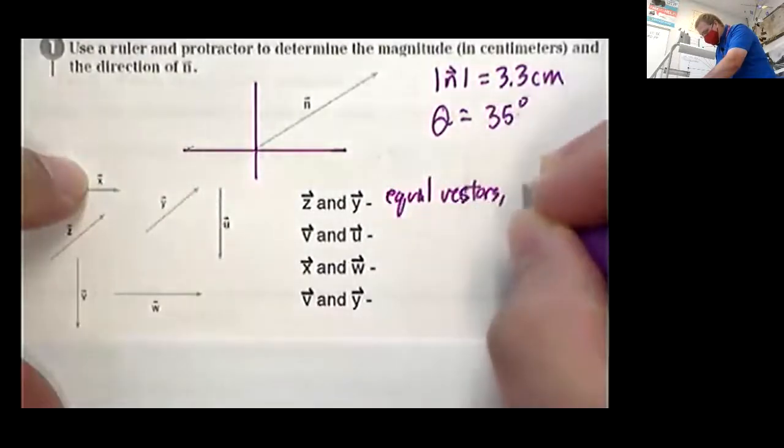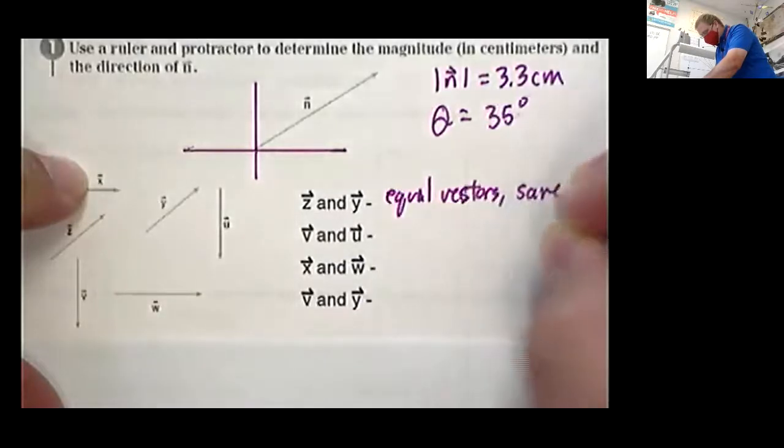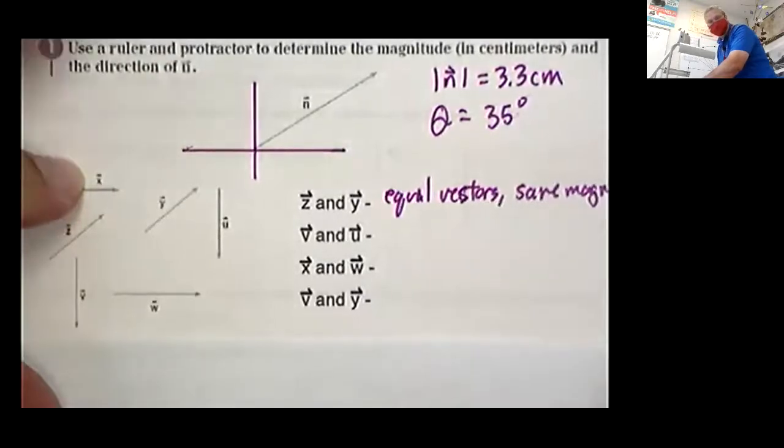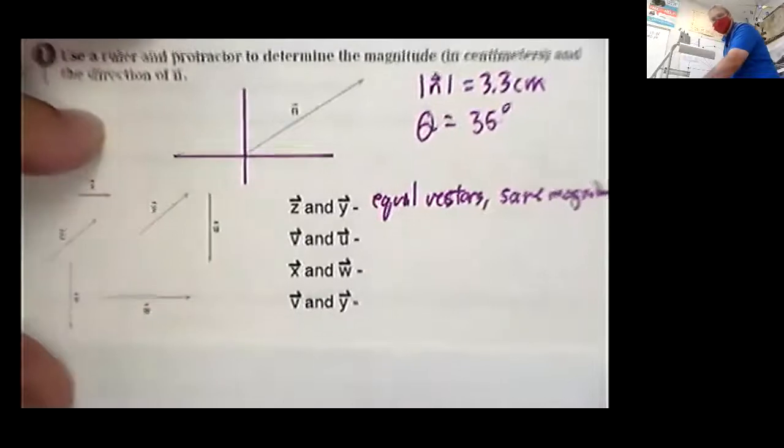Again, how do we know that? Because they have the same magnitude and direction. Same magnitude and direction.